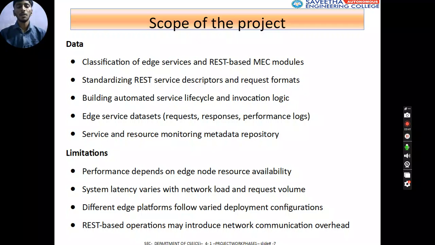The limitations are: the performance depends on edge node resource availability, and the system latency varies with the network load and request volume. Based upon the network load, it will vary from high to low, and different edge platforms follow varied deployment configurations. The REST-based operations may introduce network communication overhead.